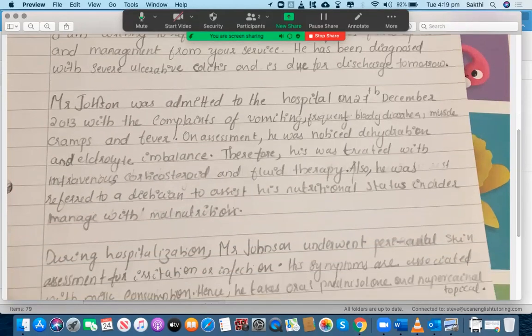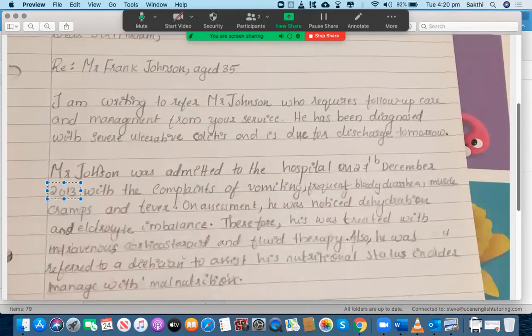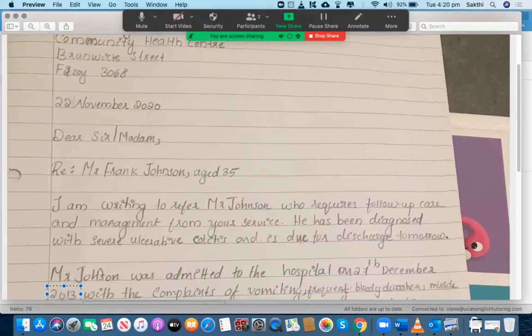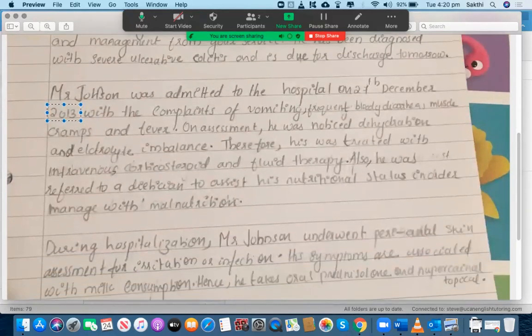Let's go through the next one. Mr. Jansen was admitted to the hospital on 27th. Okay, you don't need to write the TH on the top. You can just write on 27 December. That's okay. Otherwise, TH on the same line. December 2013. You need to use the year only if things are happening in different years. Okay. Yes, you're right. You did a good job. Yeah, that's right, because that was in the past, right?